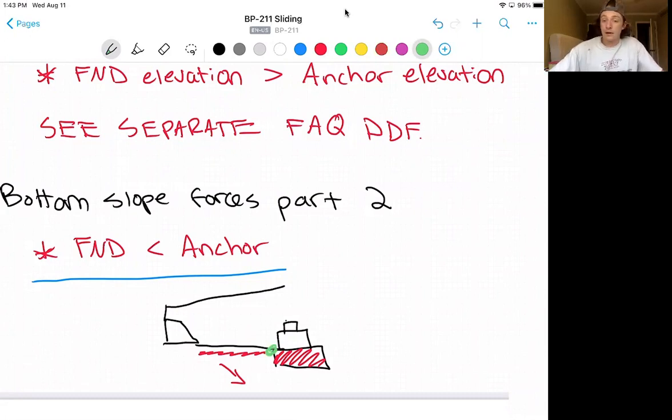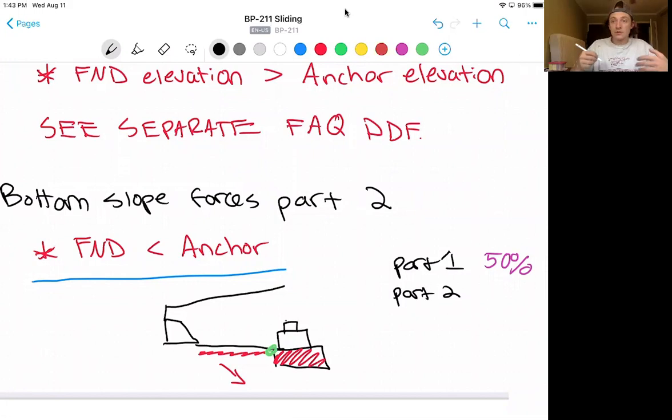Now, also in the past, in part 1, we used 50% of those downhill forces, of those bottom slope forces, to be more conservative. But for part 2, because it would be more conservative to assume all of the force is pulling the anchor downward, we're going to assume 100% of those forces. So make sure you don't make that mistake when you are checking to see if a sloped bottom of your ramp wall is going to cause a failure of the sliding factor of safety.